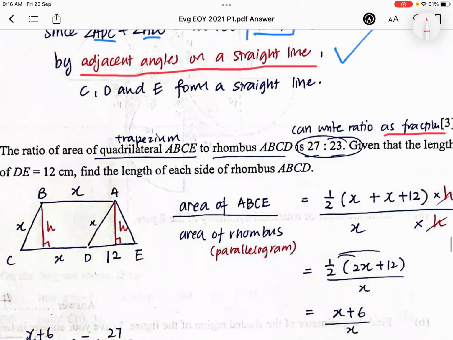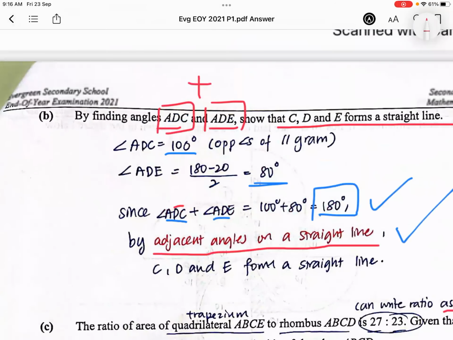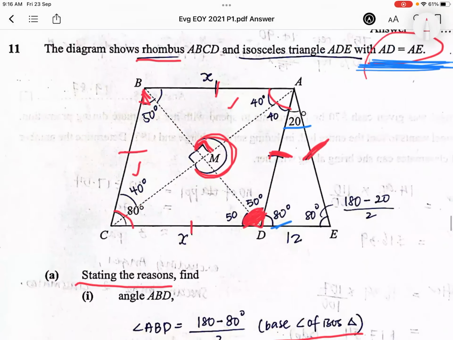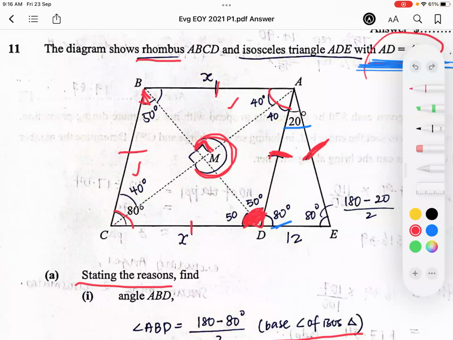What is quadrilateral ABCE? Let's look at what exactly it is. Is it an isosceles trapezium? It may not necessarily be an isosceles trapezium. It's just a trapezium in general because it has these two parallel sides, right? So what they told me is DE is 12. They want me to find this length over here. So I let this be X and let this be X.